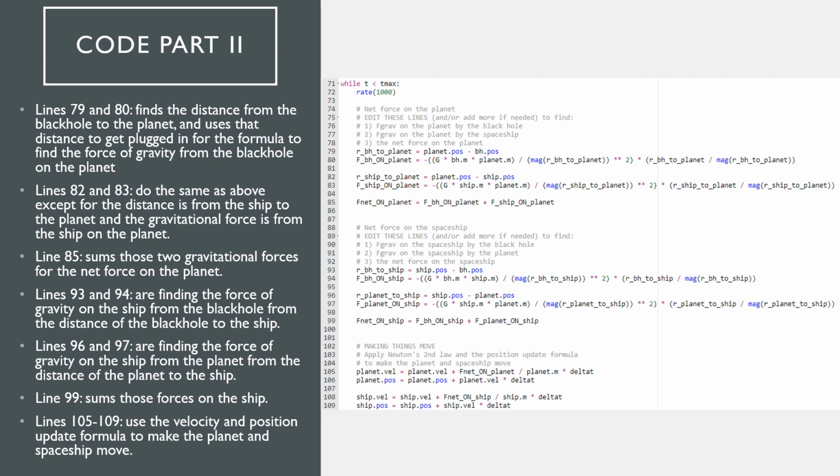Lines 93 and 94 are finding the force of gravity on the ship from the black hole from the distance of the black hole to the ship. Lines 96 and 97 are finding the force of gravity on the ship from the planet from the distance of the planet to the ship. Line 99 sums those forces on the ship. Then lines 105 to 109 use the velocity and position update formula to make the planet and spaceship move.